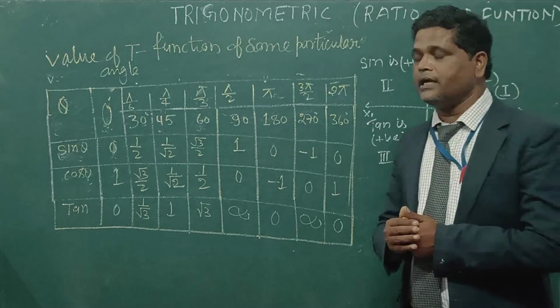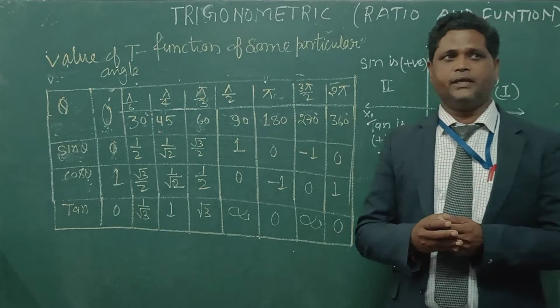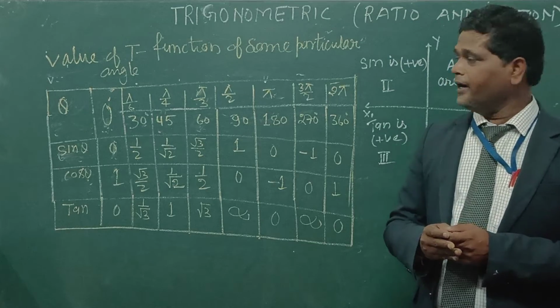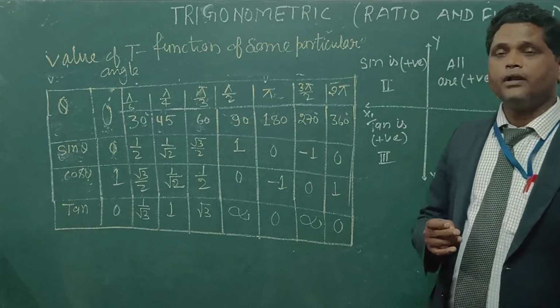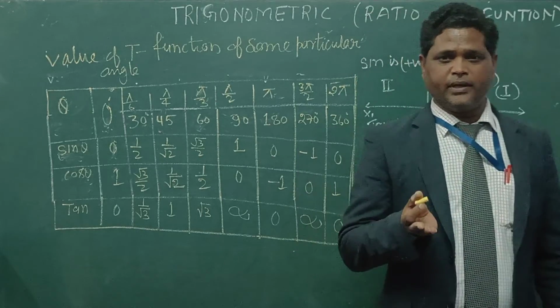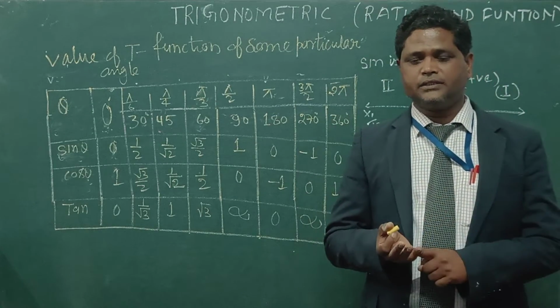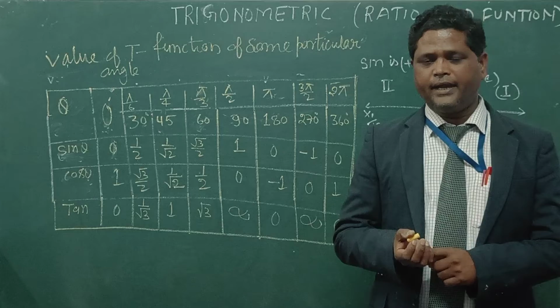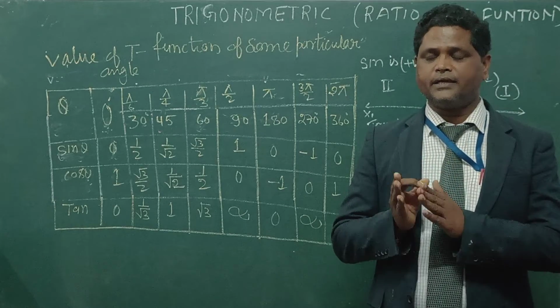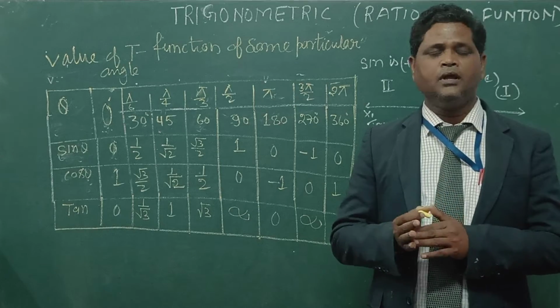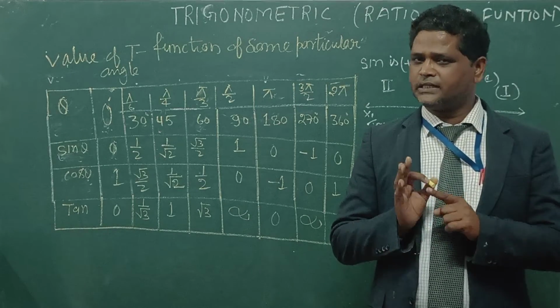All the functions are sine, cos, tan, cosec, sec, cot. I have already told about that. Sin theta equals 1 by cosec theta, cos theta equals 1 by sec theta, tan theta equals 1 by cot theta, tan theta equals sin theta by cos theta, and cot theta equals cos theta by sin theta.